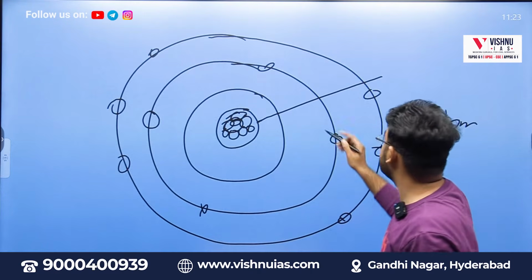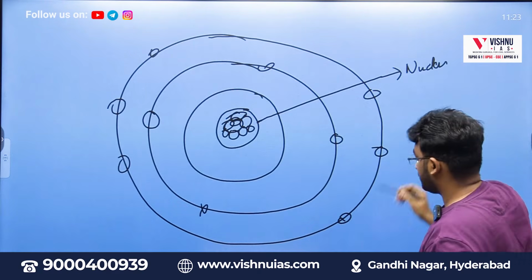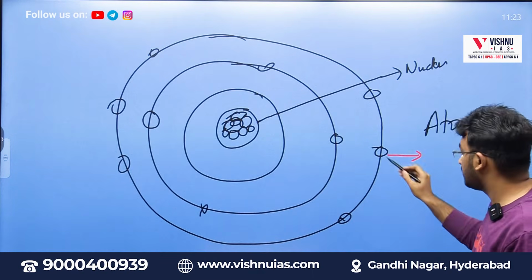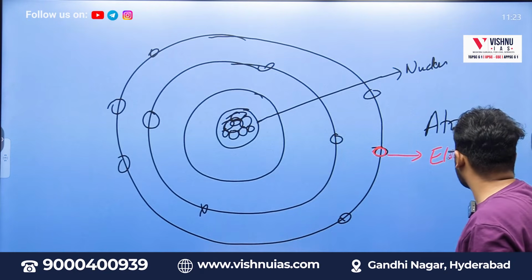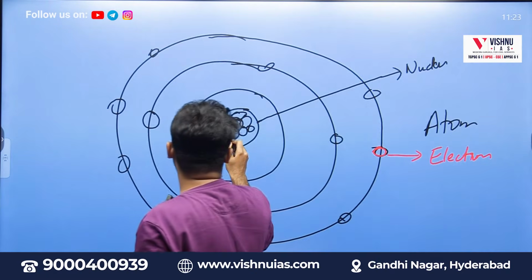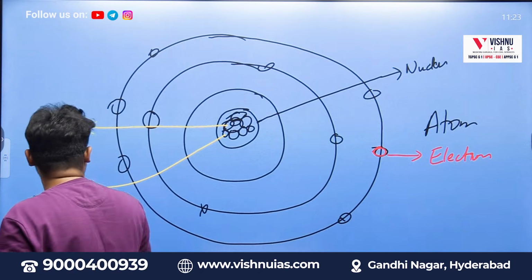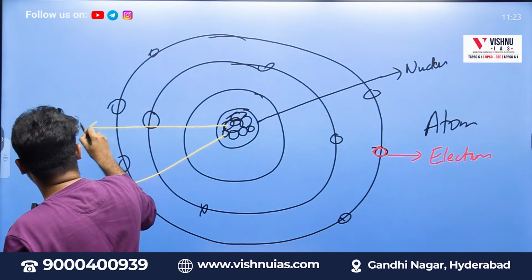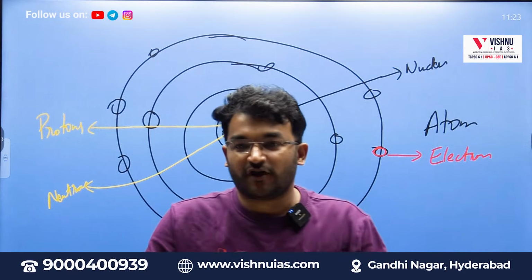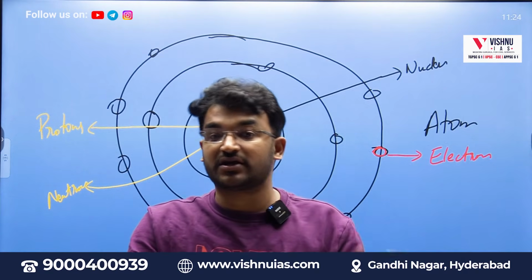See, this is the nucleus. What are these? Electrons. Okay. What are these? Protons. And one more? Neutrons. Okay, very good.